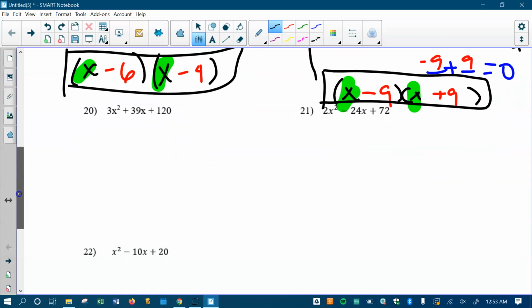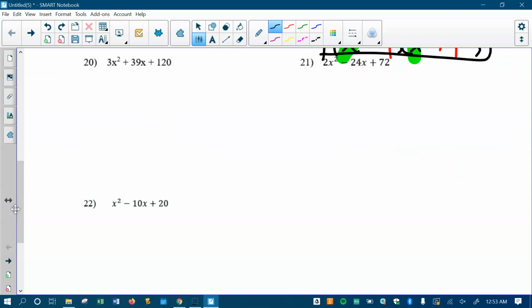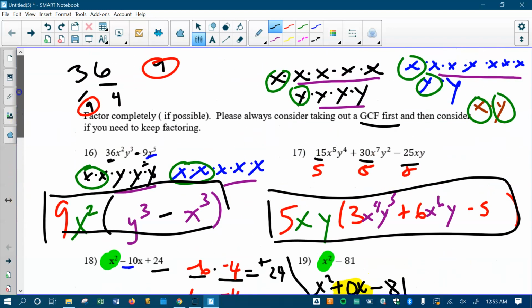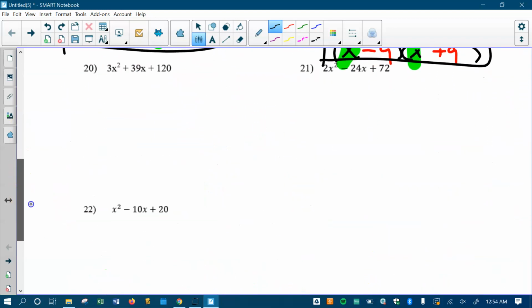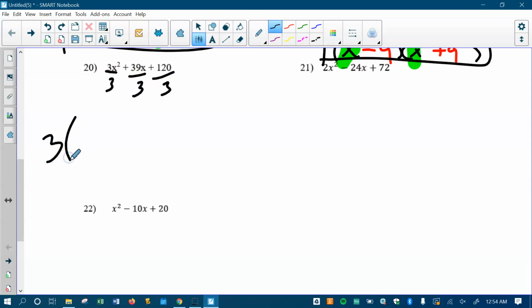answer. Alright, number 20. So remember GCF first, if possible. If you can't do the GCF, then you just gotta move on. So let's look at this problem, number 20. And I'm just looking at the instructions here. Okay, number 20. I'm going to take the GCF out first, and I noticed that I can take a 3 out of each one of these. So let's take a 3 out. Let's see what we get.